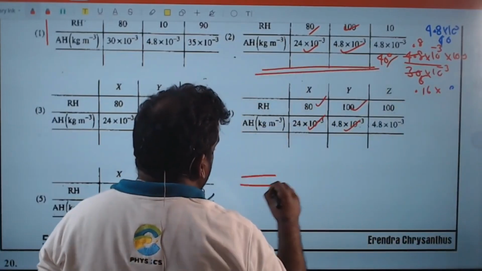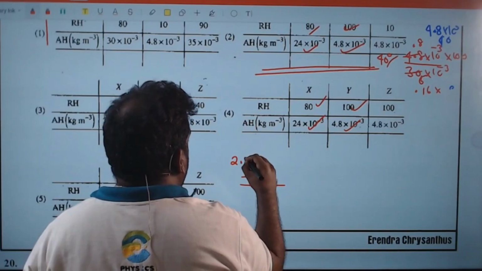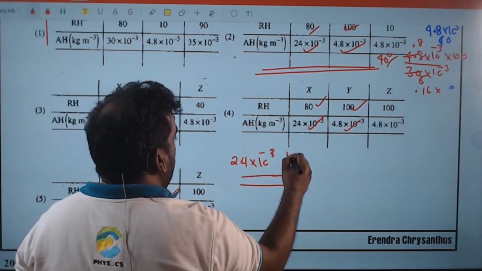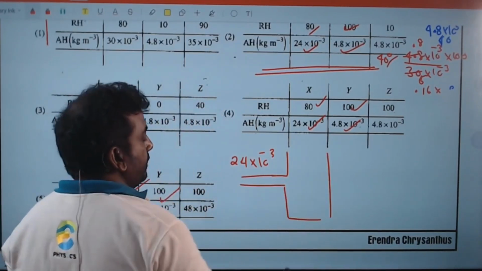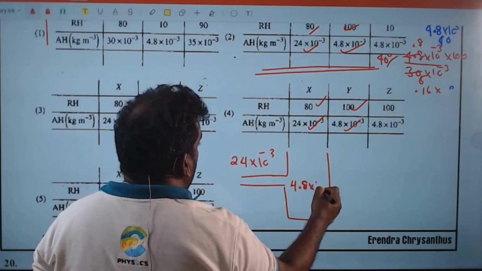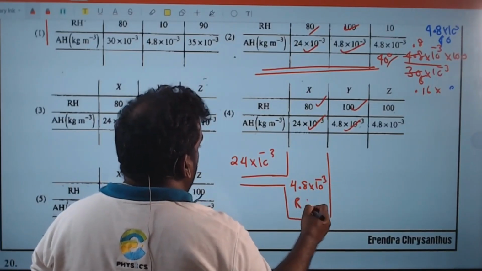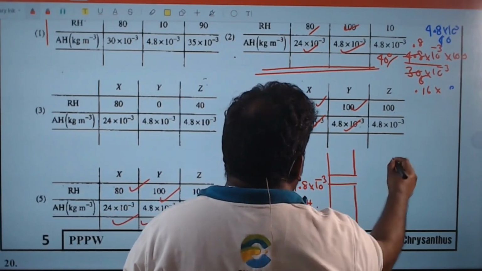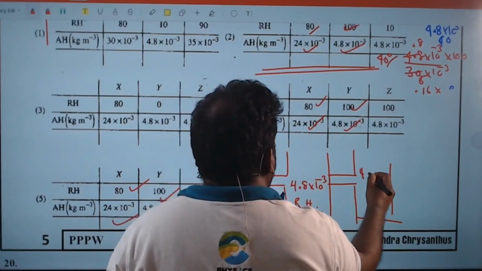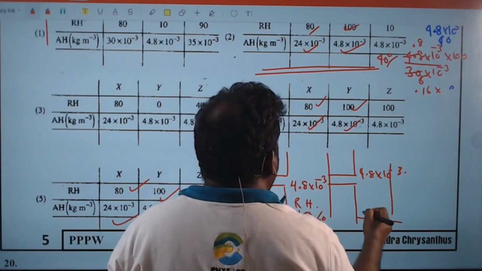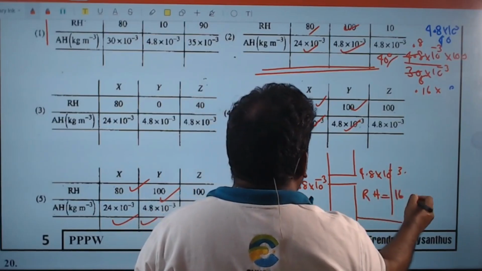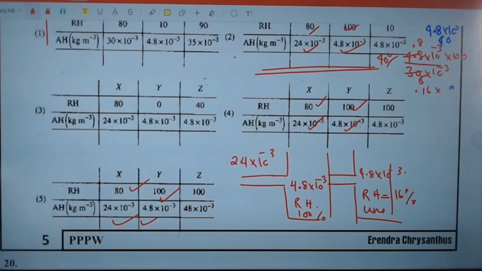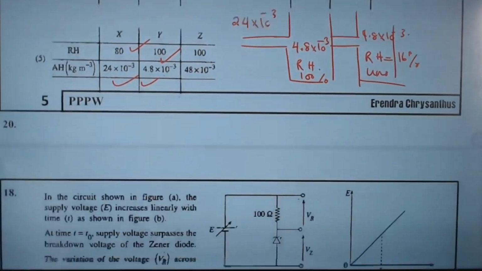So what is happening? From outside, 24 times 10 to the power minus 3 is coming in and enters into a chamber. Maximum is 4.8 times 10 to the power minus 3. Saturation takes place, RH is 100%. That 4.8 times 10 to the power minus 3 goes here. That is less than the maximum possible, so RH is actually going to be 16%. Unsaturated vapor. So here answer is answer number 4.